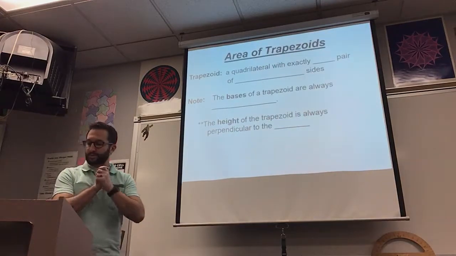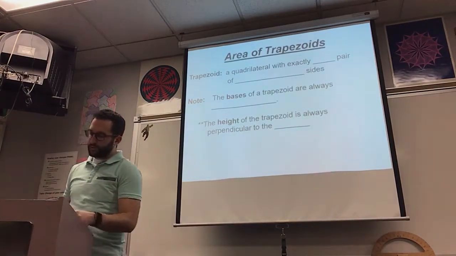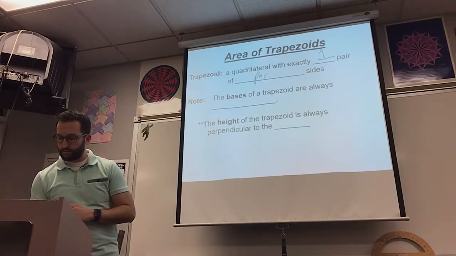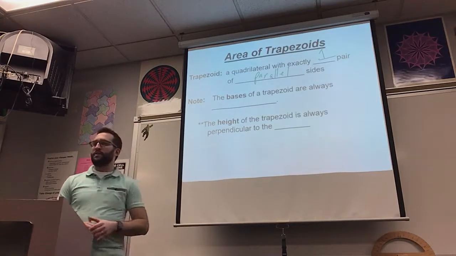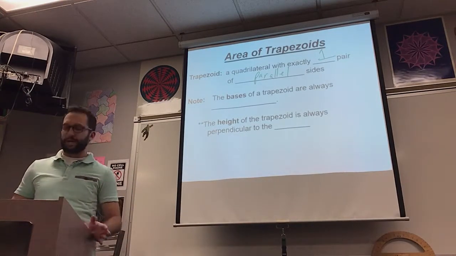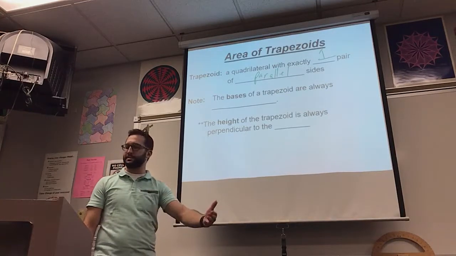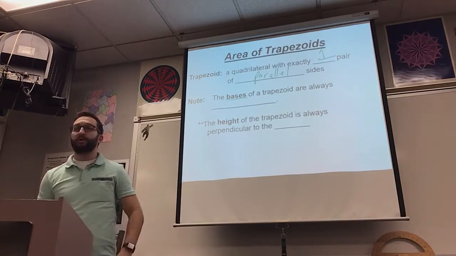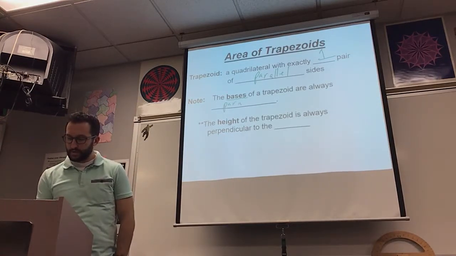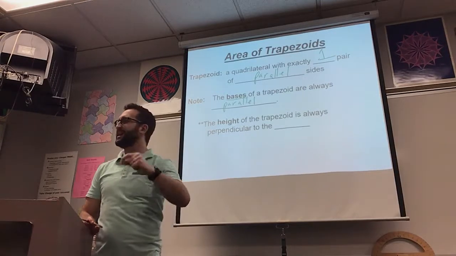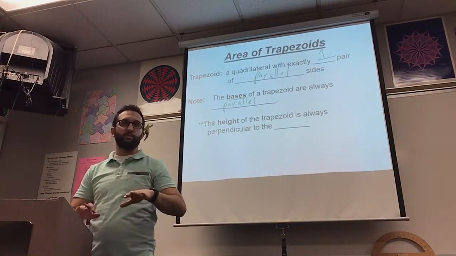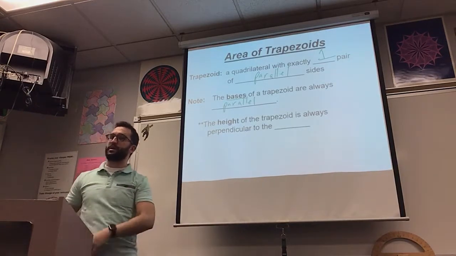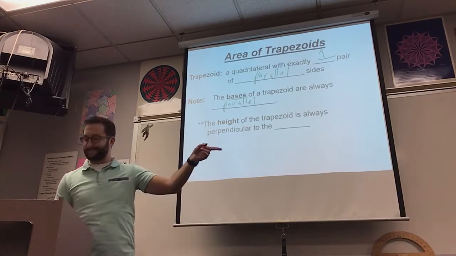Okay, we got short time, so let's get some trapezoids in here. A trapezoid is a quadrilateral with exactly one pair of parallel sides. There is one pair of parallel sides, which means that there's actually going to be multiple bases. The bases of a trapezoid are always parallel. So the bases are the sides that are parallel, no matter what. That's the definition. The height of the trapezoid is always perpendicular to the bases.